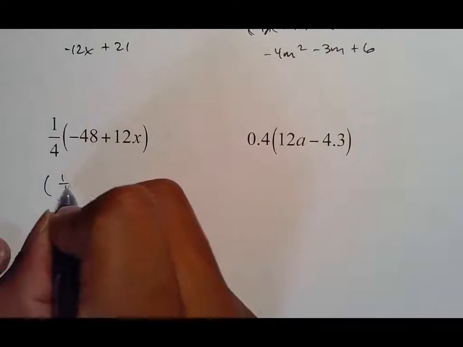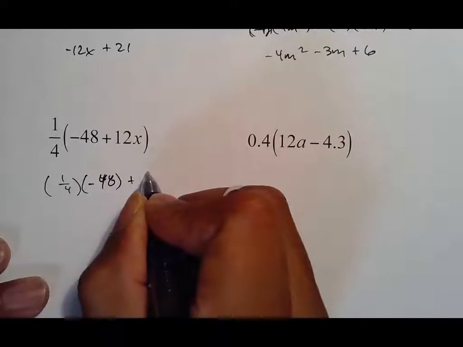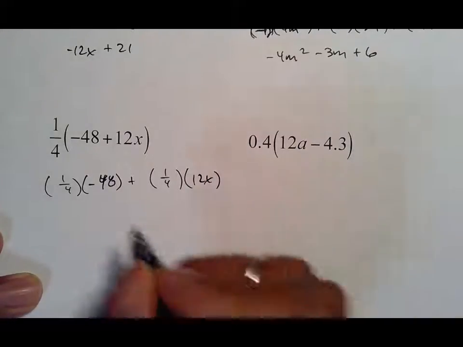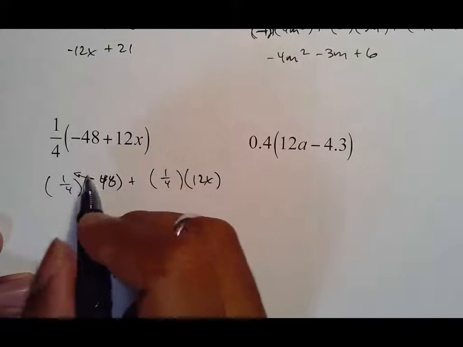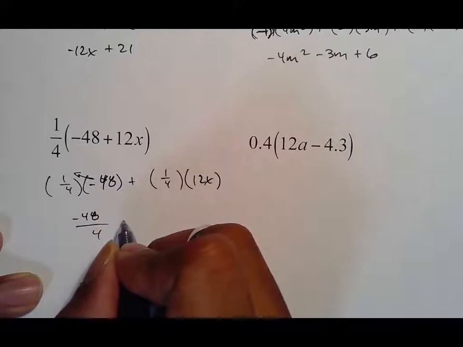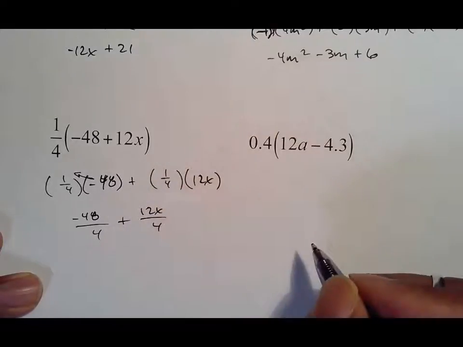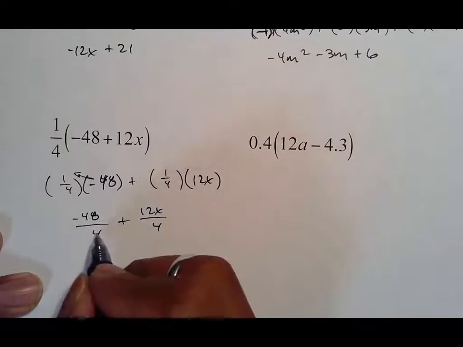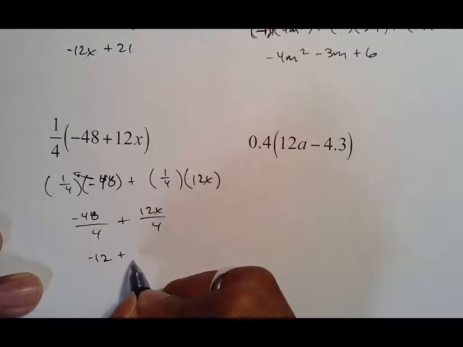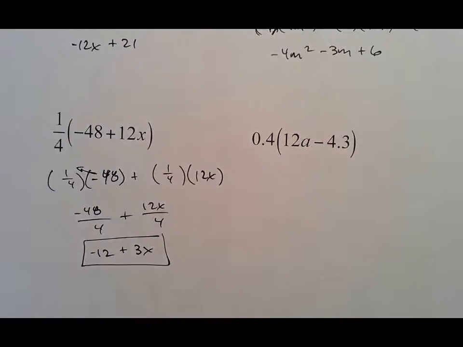Here, 1/4 meets negative 48 and 1/4 meets 12x. Whenever you multiply a whole number times a fraction, multiply the whole number to the top. So 48 times 1 would be negative 48 over 4. This would be a positive 12x over 4. 48 divided by 4: 4 goes into 4 once, 4 goes into 8 twice, so negative 12. And 4 goes into 12 3 times, with 1x, so 3x. That would be your answer.